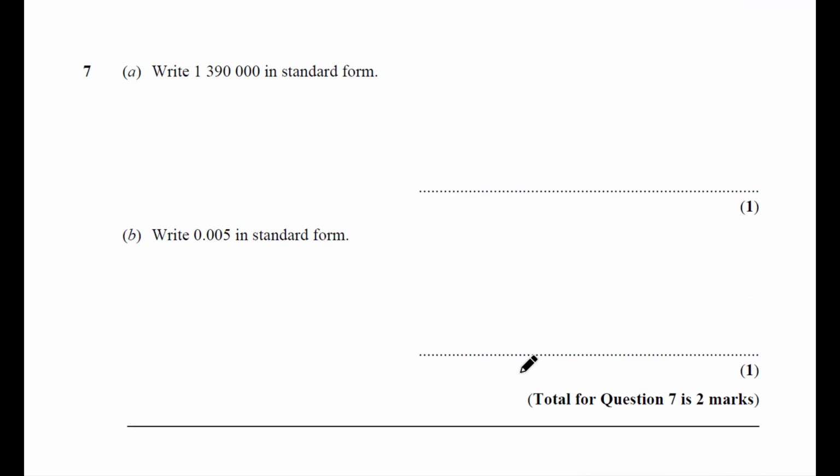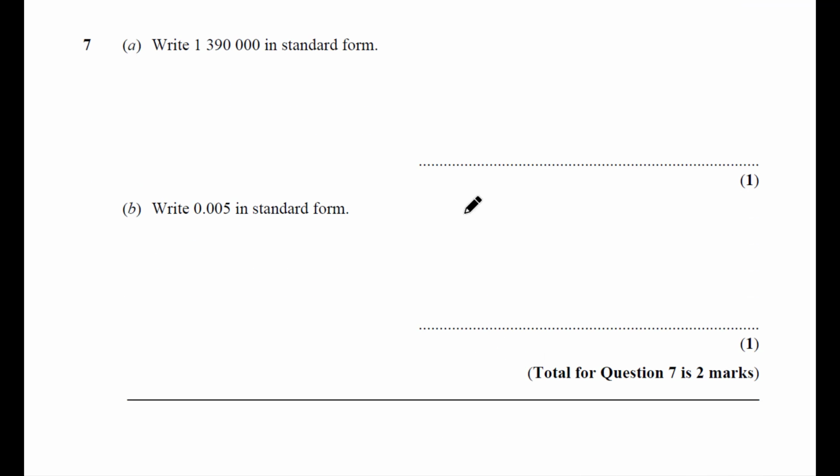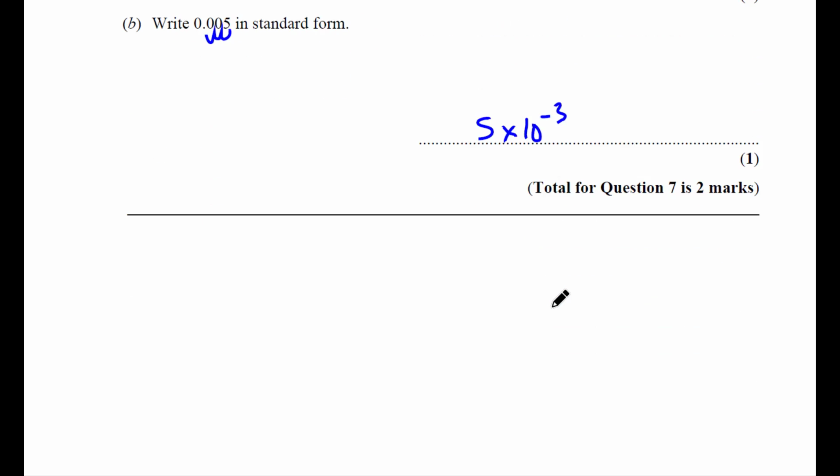Question 7, standard form. The first number's got to be between 1 and 10, so we write 1.39 times 10 to the power. So the decimal point is here. That's 1, 2, 3, 4, 5 and 6, times 10 to the power 6. So this would be 5 times 10 to the power, we're going backwards, 1, 2, 3, so that's 5 times 10 to the power minus 3.